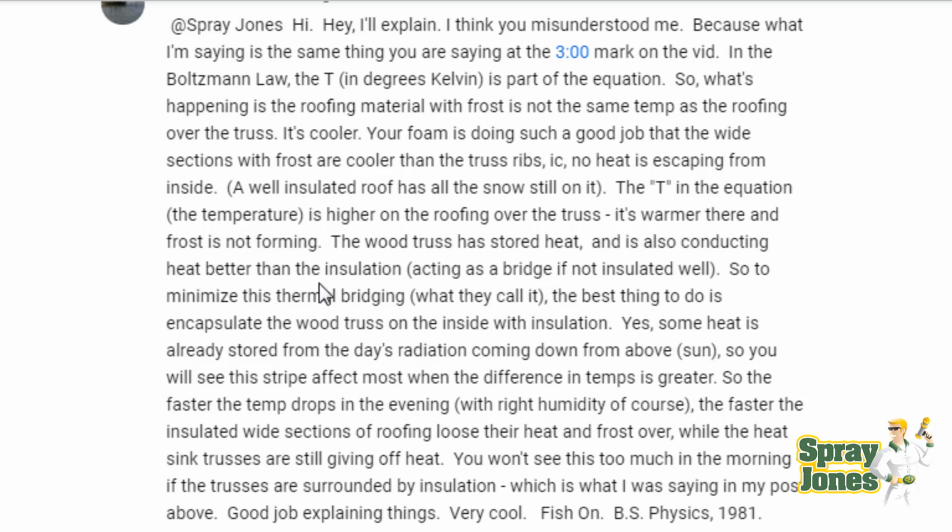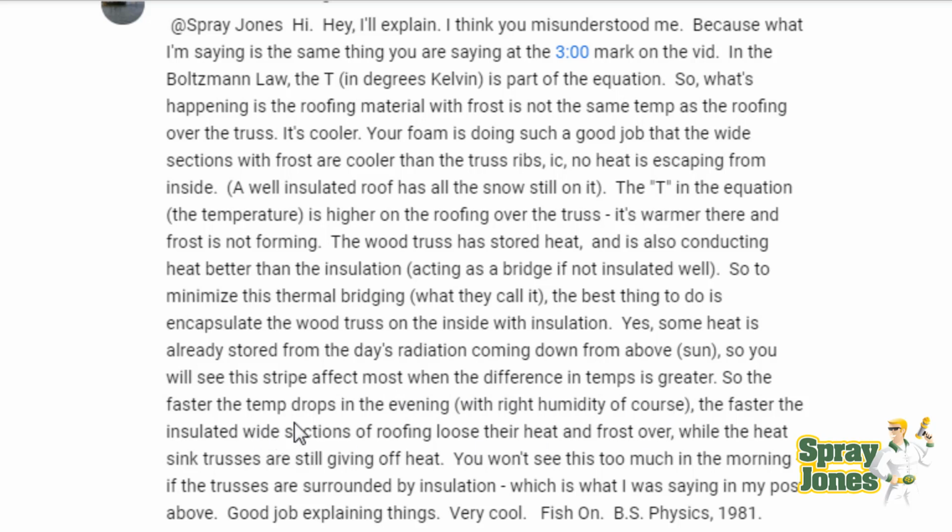The wood truss has stored heat, yes, and is also conducting heat better than the insulation, acting as a bridge if not insulated well. So to minimize this thermal bridging, what they call it, the best thing to do is encapsulate the wood truss on the inside with insulation, which we do. Yes, some heat is already stored from the day's radiation coming down from above, from the sun. So you will see this stripe effect most when the difference in temps is greater.